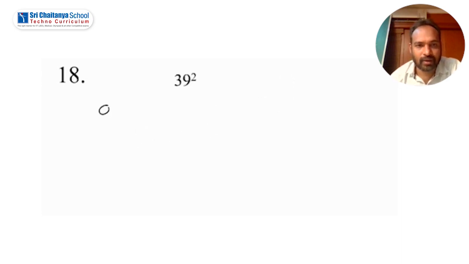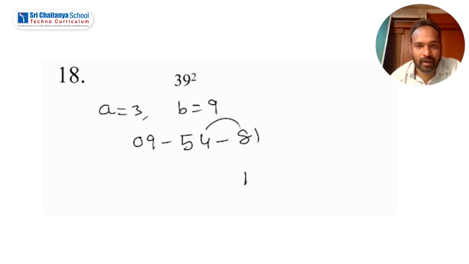39 square. A equal to 3, then B equal to 9. A square 9. 2AB 2 into 3 into 9, which is equal to 54. 9 square 81. Drop 1 and carry forward 8. 54 plus 8 62. Drop 2 and carry forward 6. 9 plus 6 is how much? 15. So the answer is 1521.